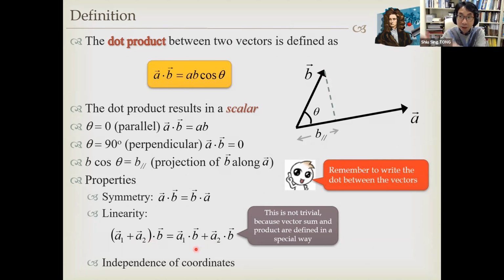On the right side, they mean the simple addition of two numbers. But on the left-hand side, it means the addition of two vectors. So the equality is not trivial. It may not hold. We have to prove it. Okay. And the last property that is important in physics is that it's independent of coordinate. We'll talk about it later.